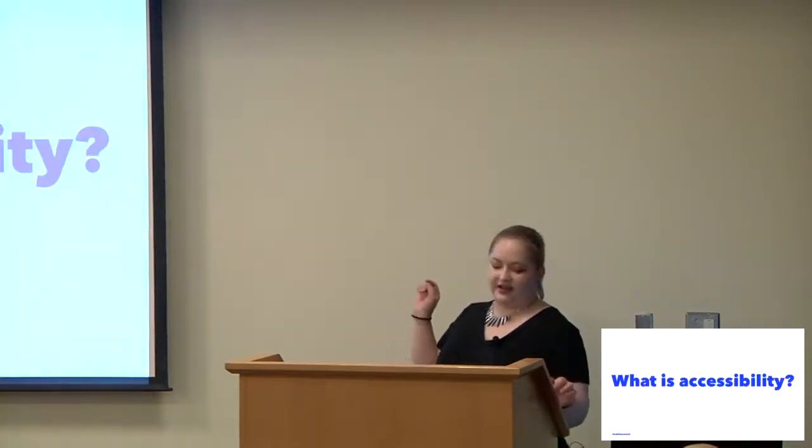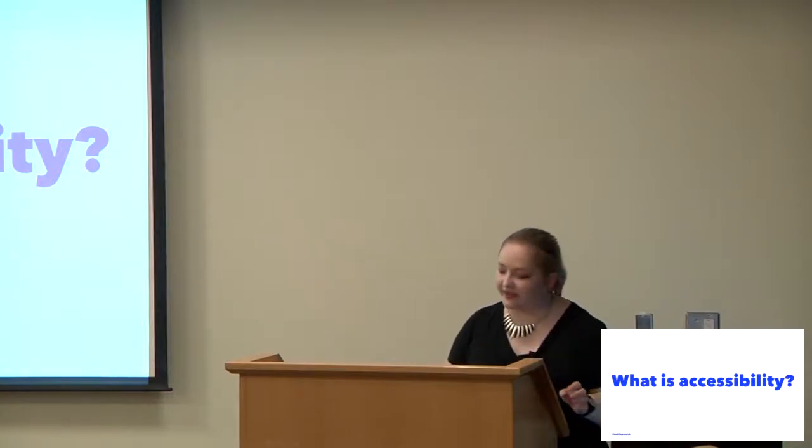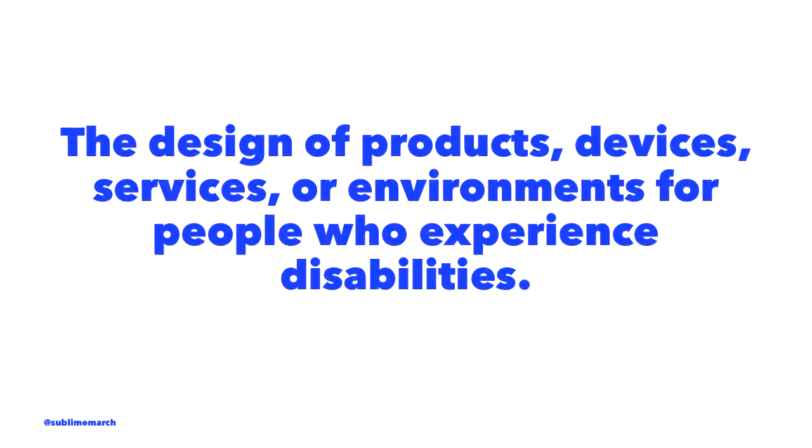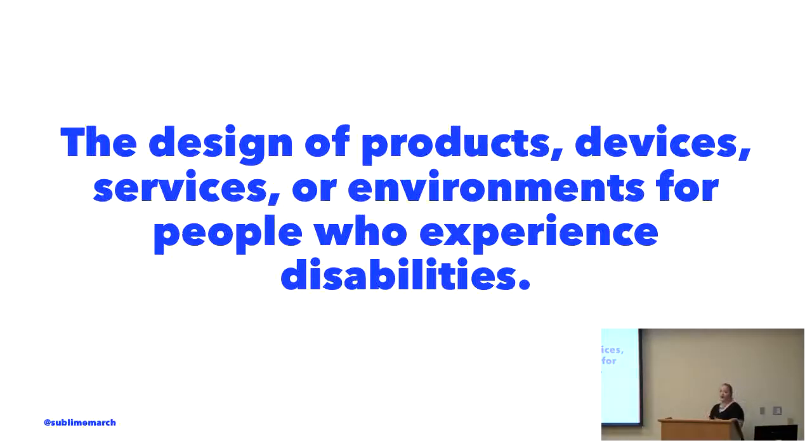Okay, so let's get into it. What is accessibility? Accessibility is the design of products, devices, services, or environments for people who experience disabilities. It's also the practice of removing barriers that might prevent people with disabilities from accessing that technology and products and devices. In general, technology shouldn't be a barrier to people. It should make their lives even easier than it was before that technology existed. And that's why we have accessibility.